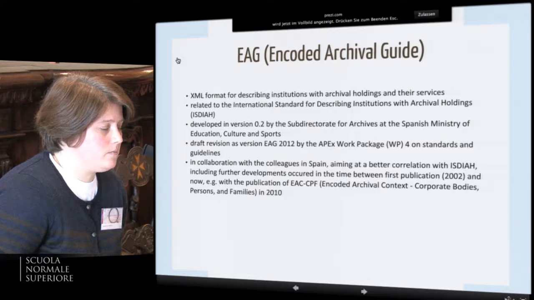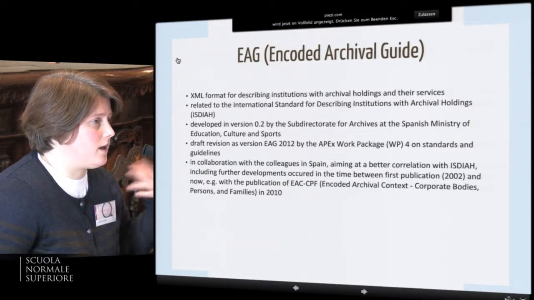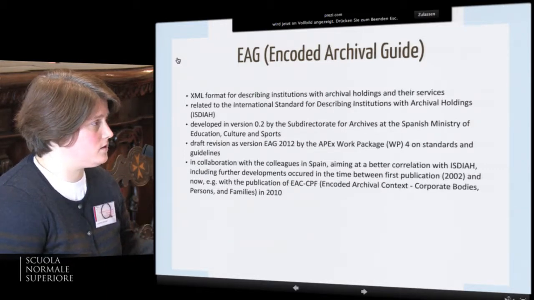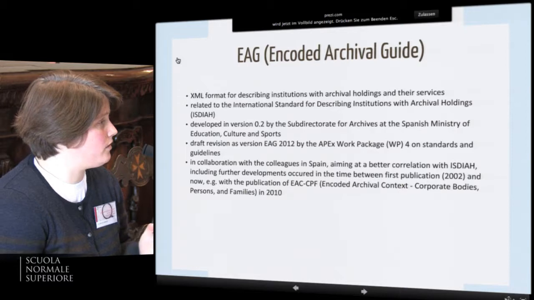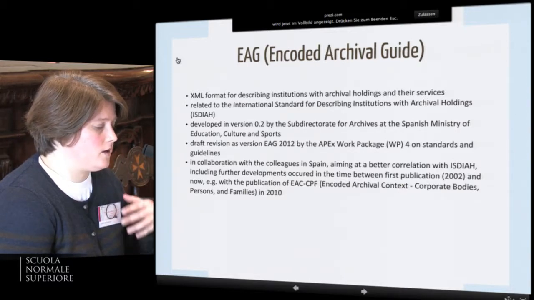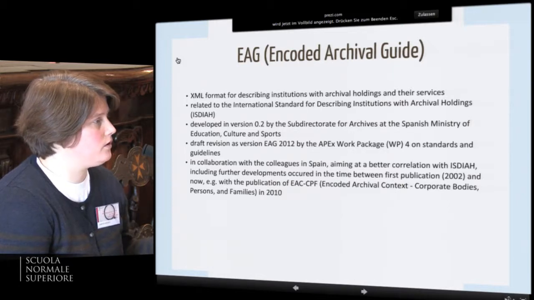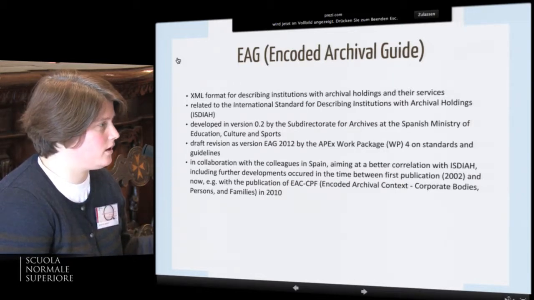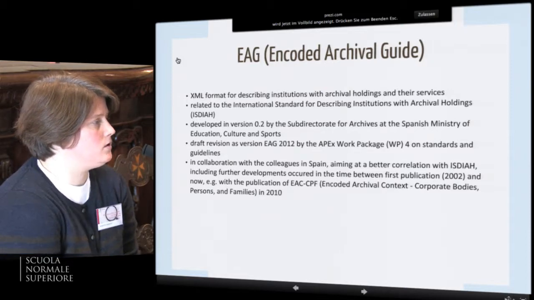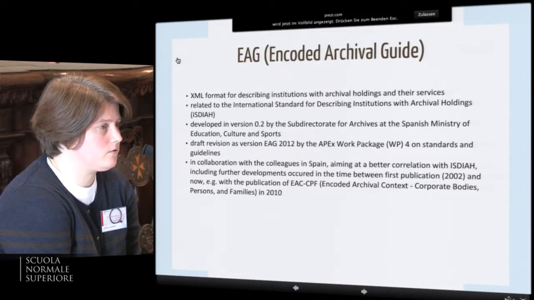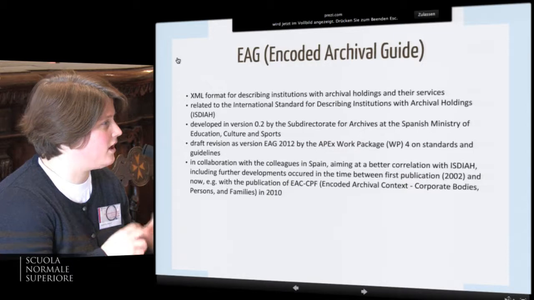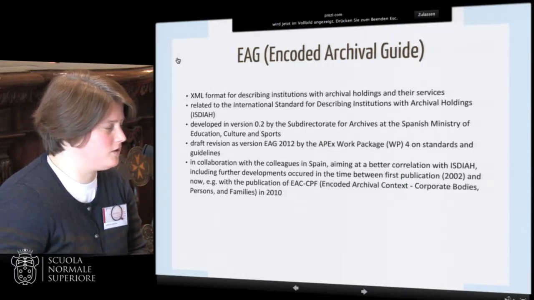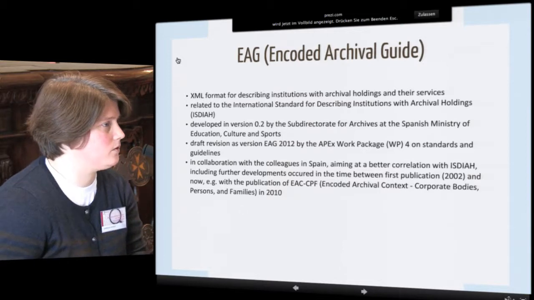It was done in collaboration with the colleagues in Spain. It aimed at a better correlation with ISDIAH, since there were some chapters in ISDIAH which you couldn't encode with EAG so far. And it aimed at including further developments that occurred between 2002 and now, for instance the publication of EAC-CPF, the Encoded Archival Context for Corporate Bodies, Persons and Families, in 2010, which is more or less the youngest of the encoding standards at the moment, so we wanted to adapt to some developments they have made there.